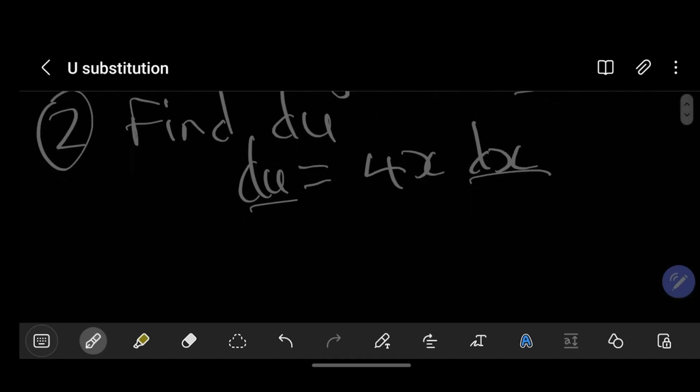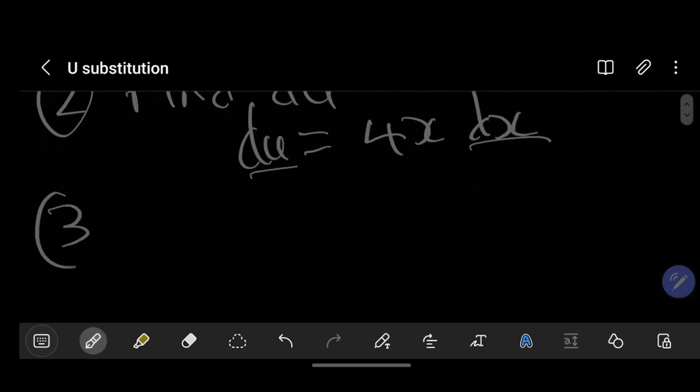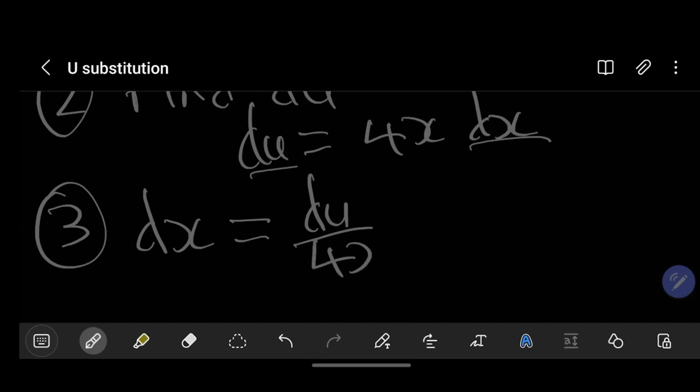Your third step is a very important step that sometimes gets left out while working with U-Substitution: try to find what dx is. This will make it quite easy to take this information and place it back into the original integral. So dx in this case is equal to du over 4x. So very important, find what dx is.